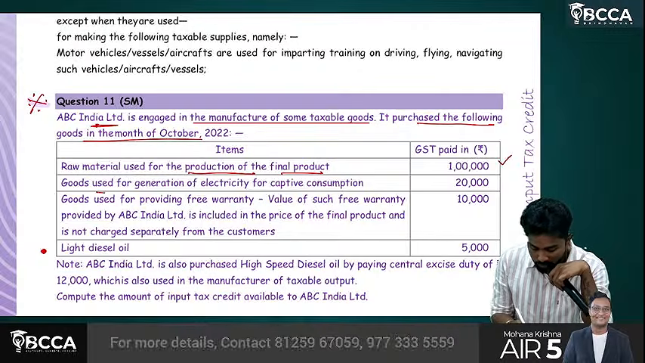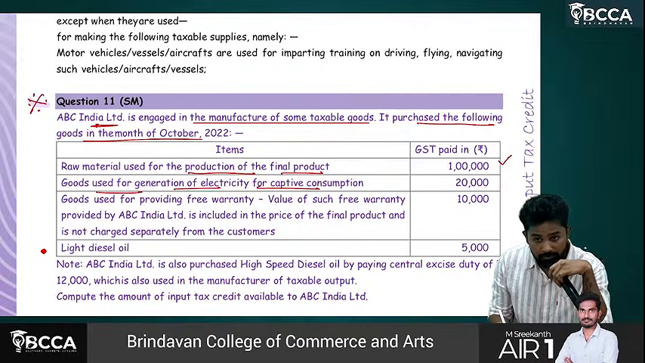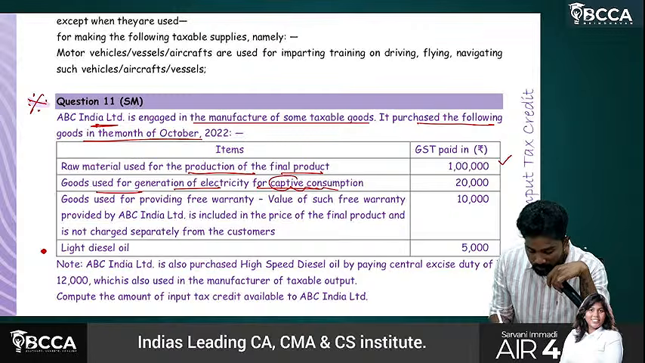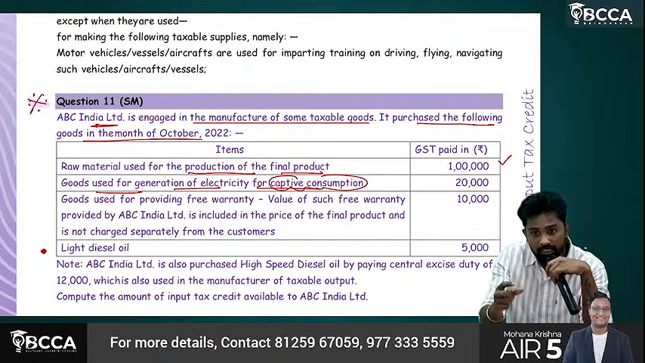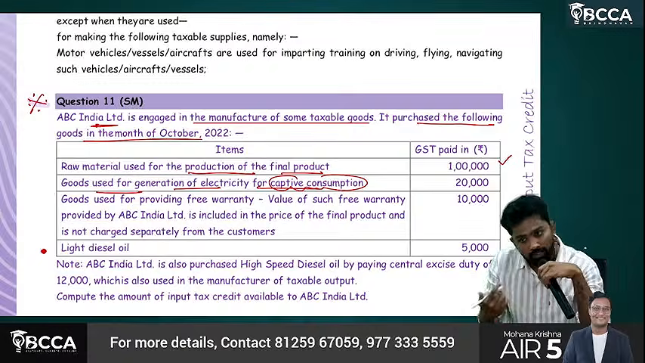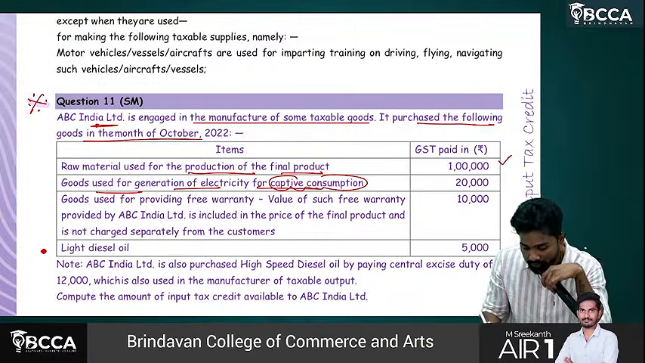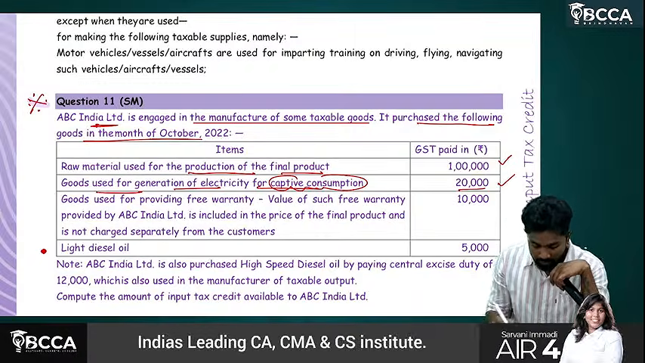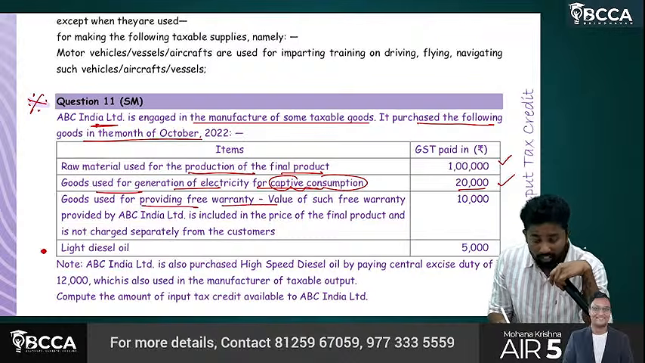Available. Goods used for generation of electricity. For captive consumption, sir. Captive consumption, they generate electricity and use it for their own purpose. Still it is business related only, so they can avail what? ITC. Okay, then goods used for providing free warranty.